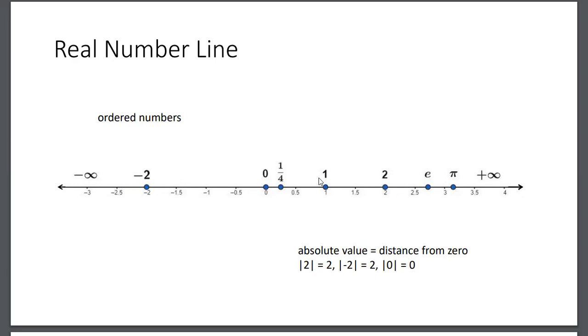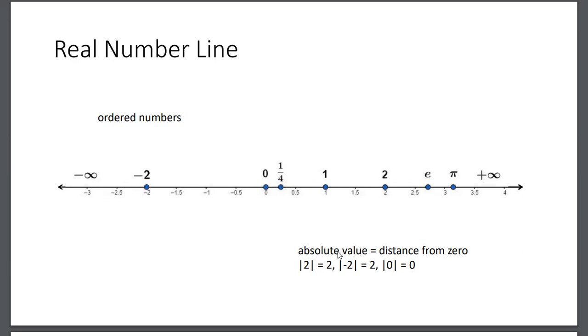Negatives to the left, smaller to the left, larger to the right, and this real number line extends infinitely far in both directions towards positive infinity on the right and negative infinity on the left. It's an ordering of all the real numbers. Some examples of real numbers are shown here. 1/4, a fraction. The irrational numbers e and pi. 2 and its opposite, -2.